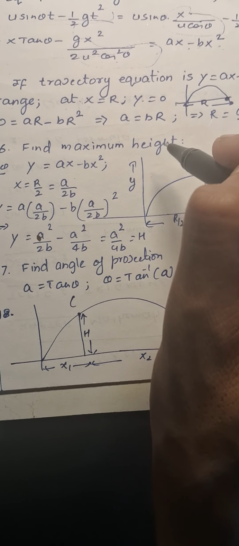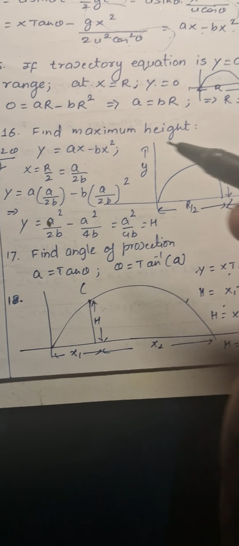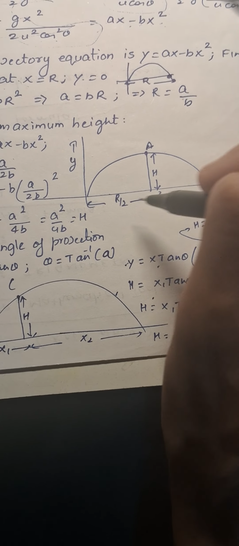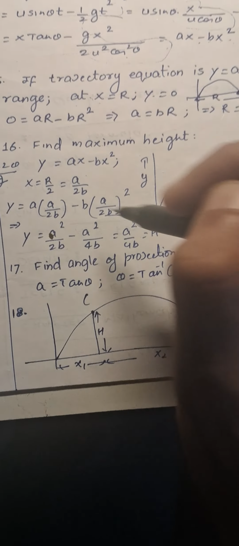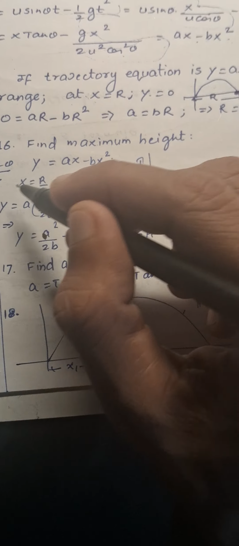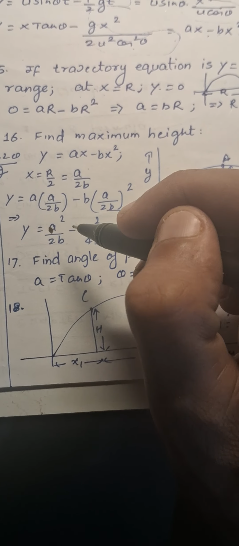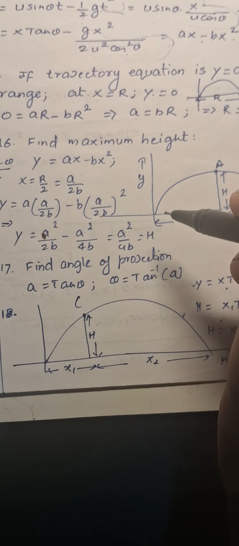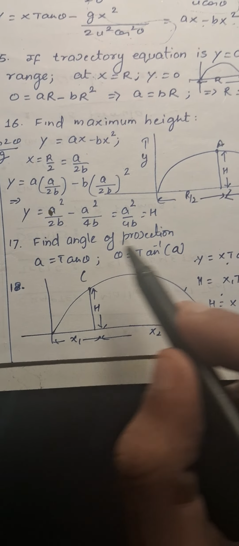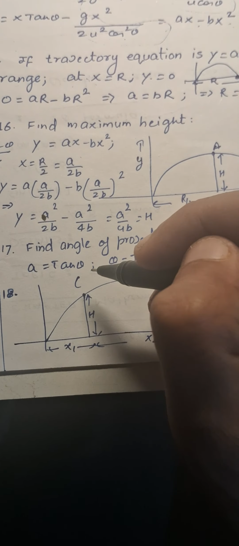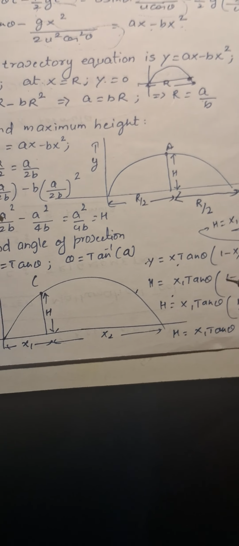Next is find maximum height. So the vertical equation is y is equal to ax minus bx square, and we know that the graph is symmetrical. So at maximum height, x is equal to r by 2 and r is a by b. So x is a by 2b. If we substitute for y after the calculations, we get y as a square by 4b, which is expression for the maximum height. Next is find angle of projection. So we know that a is equal to tan theta. So from there theta comes out to be tan inverse of a.